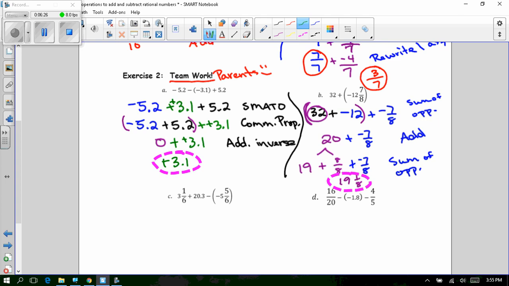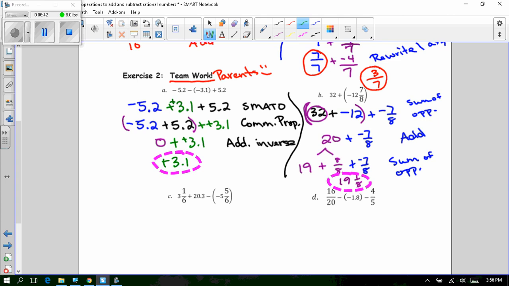All right, part B, I took that negative 12 and 7/8 and I split it into the sum of the opposites. I split that up, so I then had 32 plus negative 12 plus negative 7/8. I took my 32 and my negative 12. The signs are opposite when I add them, so the bigger number is 32. So my answer is going to be 20 when I subtract them.